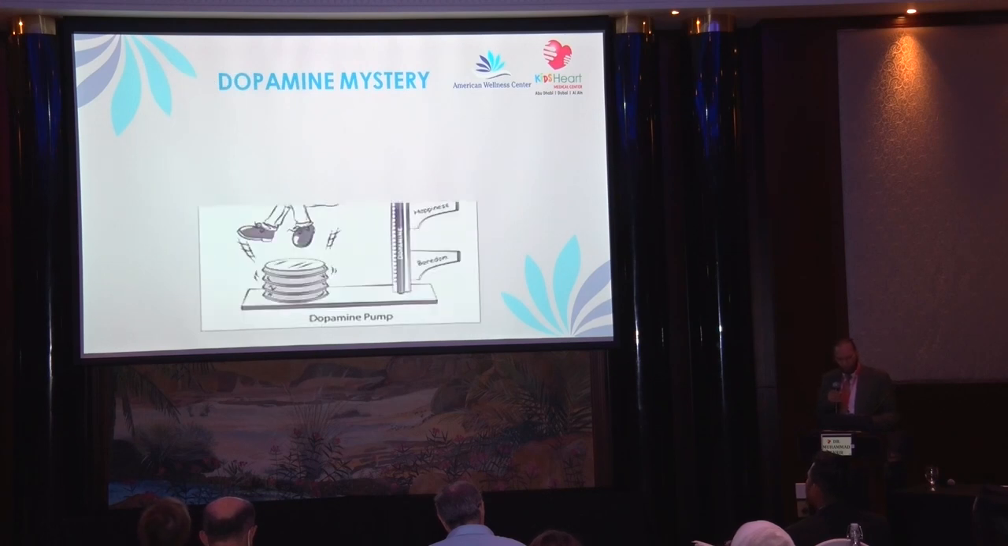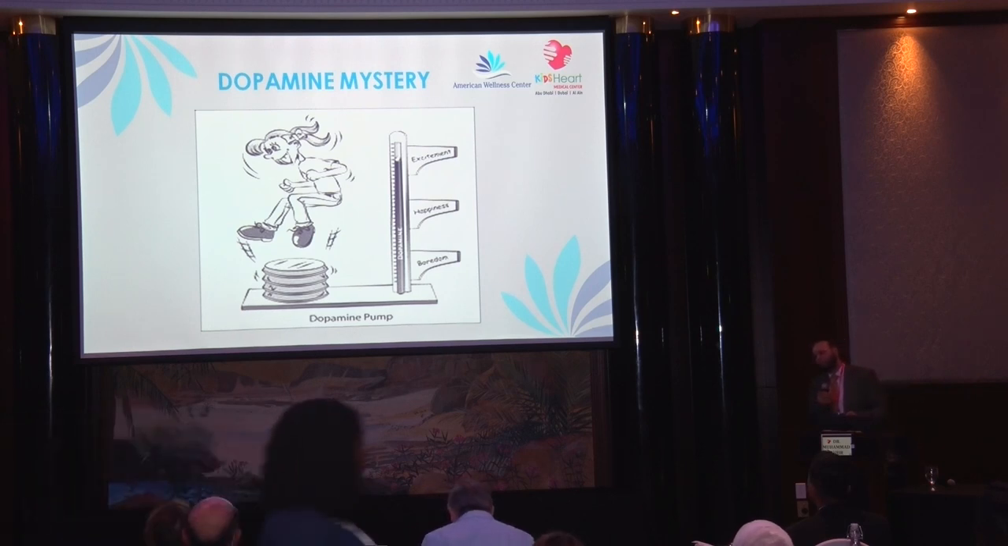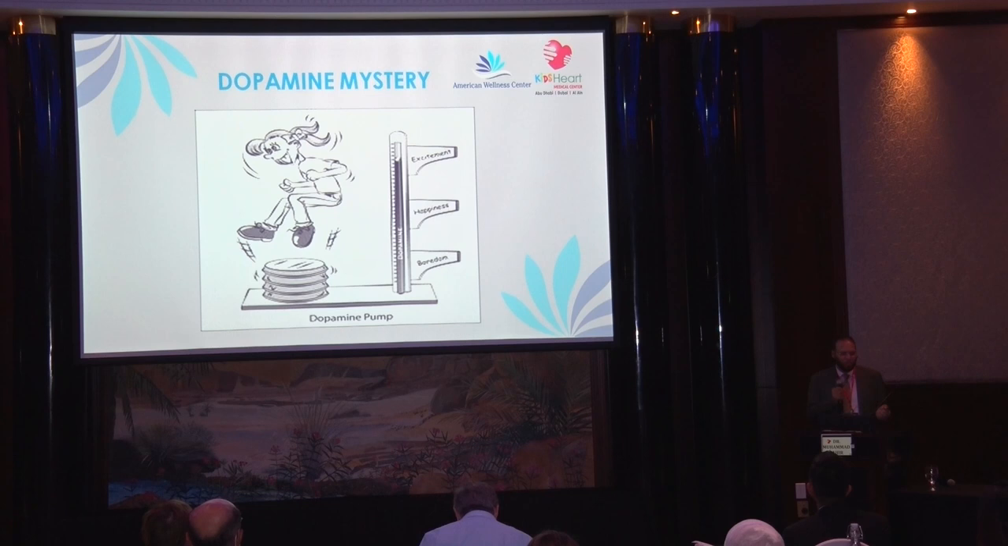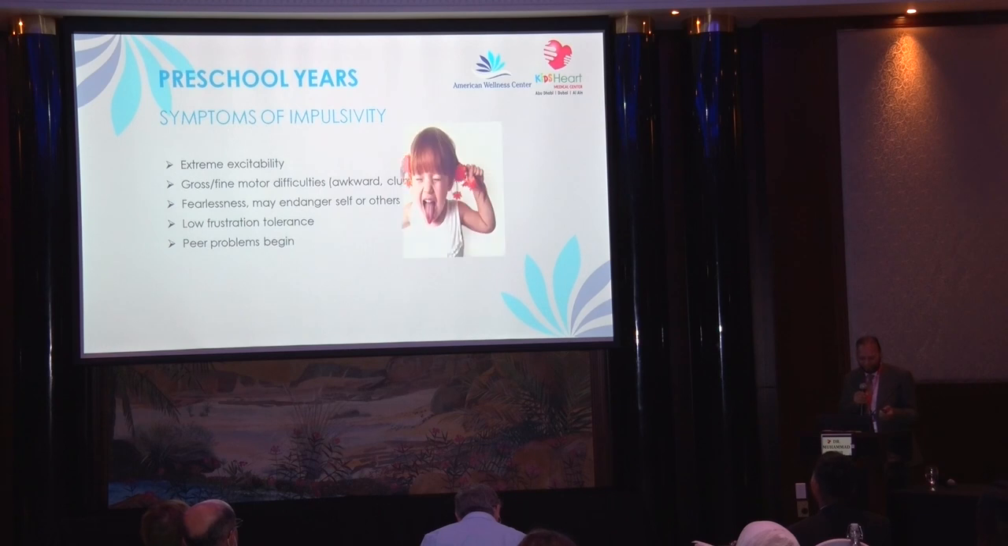Dopamine, we all know the dopamine theory. Dopamine is a happy substance, but too much is psychotic, like you go into daydreaming. The dopamine is a beautiful thing if you have the appropriate amount. If you have too much, it will make you crazy. So, no too much dopamine. Impulsivity means extreme excitability, gross and fine motor difficulties, fearlessness, especially they are daring devils.